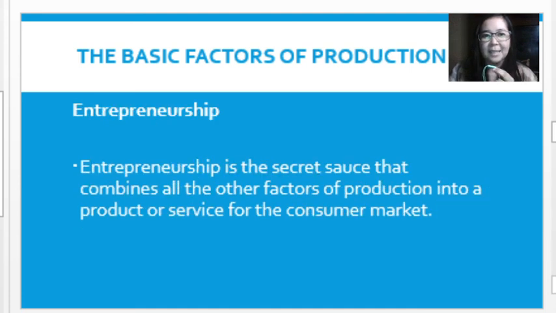Okay, so the next is entrepreneurship. So here, entrepreneurship is considered to be a secret sauce that will combine all the other factors of production into a product or service. So basically, this is the person and their expertise. Without someone who will combine the land, labor, and capital, there will not be product or services at all. So the person that will combine all of this is also considered as a factor in production.